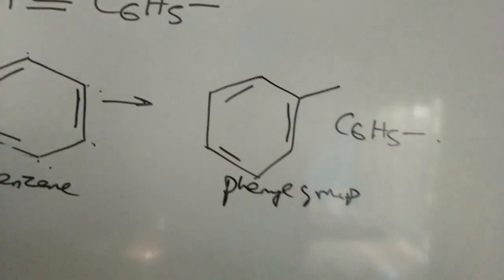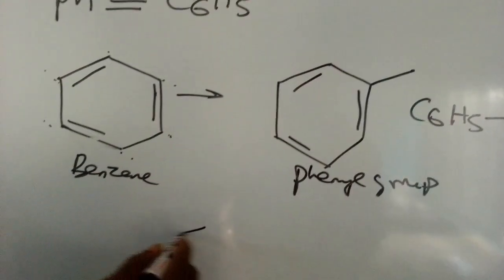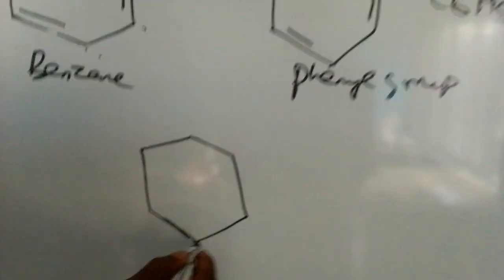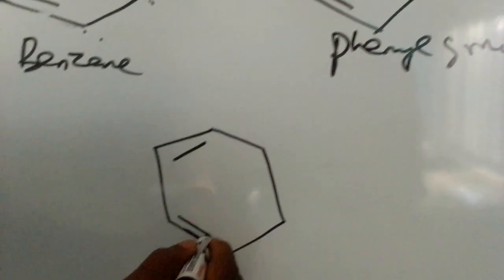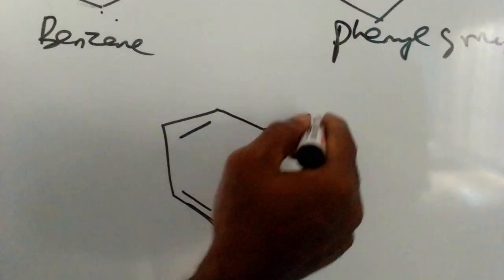So we should then differentiate the phenyl group from the benzyl group. If you have the benzene ring, we have a side chain joined to a methylene group.